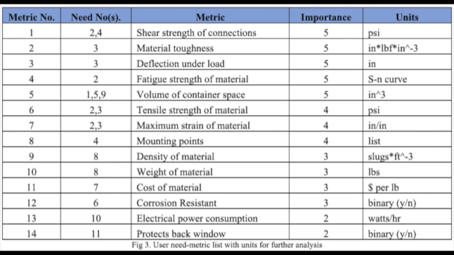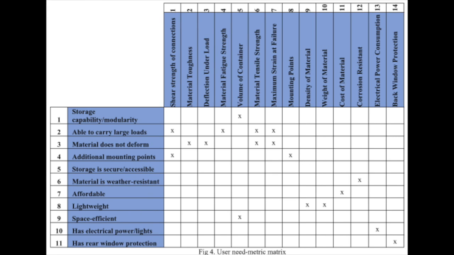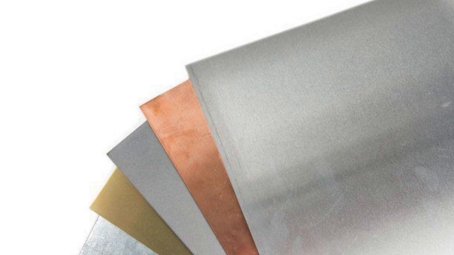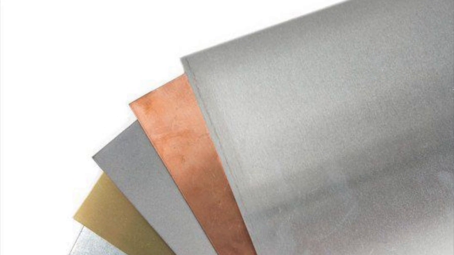Once we had all information regarding user needs, it was time we started incorporating physical meaning, which is why we created both a need metric list and matrix to highlight the dependence of each metric on their respective need. As illustrated here in figure 4, there are multiple critical metrics that directly affect multiple needs, such as shear strength, tensile strength, and strain at failure. We also found something interesting to note, in that each of these so-called critical metrics are also material properties. Because of this, material choice became an extremely important consideration in further development of our selected concept.